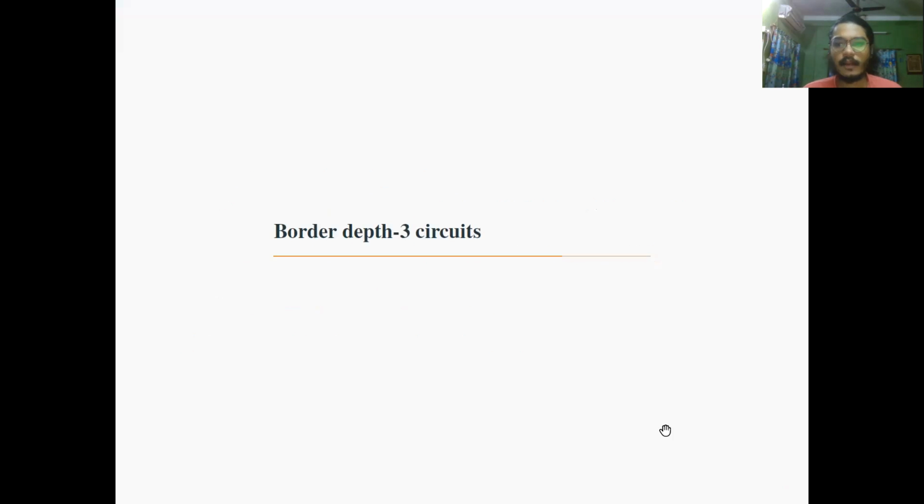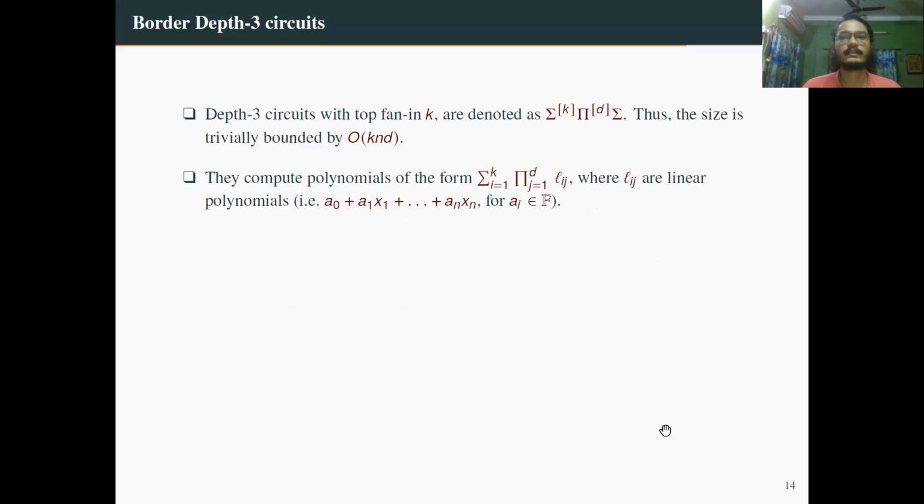Okay, so now that I have given an overview of what GCT is and these basic definitions, let's get back to depth 3 circuits. So what is a depth 3 circuit? Sigma pi sigma. Often we denote it as sigma^k pi sigma. This essentially computes polynomials of the form sum of product of L_ij, so a sum of products of linear polynomials.